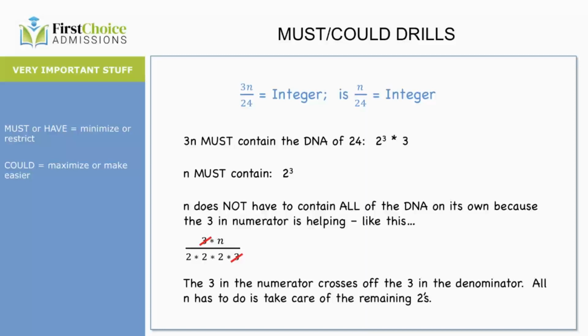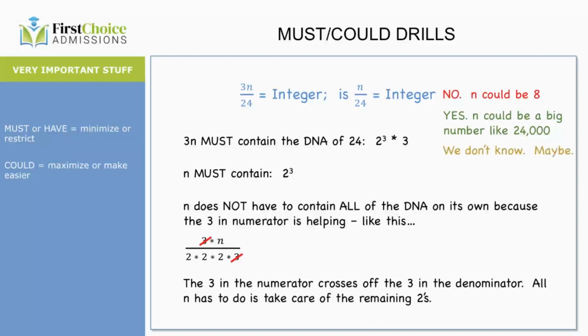Could n be a bigger number? Sure, but it must contain 3 2's. So now let's go back and look at the wording of what we're asked. Is n over 24 an integer? Well, you could say, no, you know what? Because n could totally be 8. But hang on just a second. Yes, because n could be a big number. n could be like 24,000. So the answer is we don't know. Maybe. We don't have enough information to answer the question.